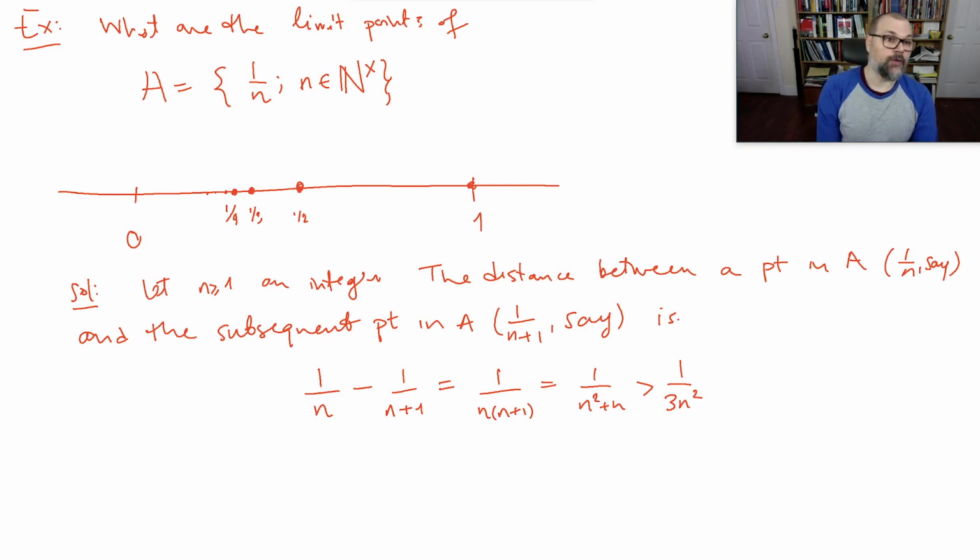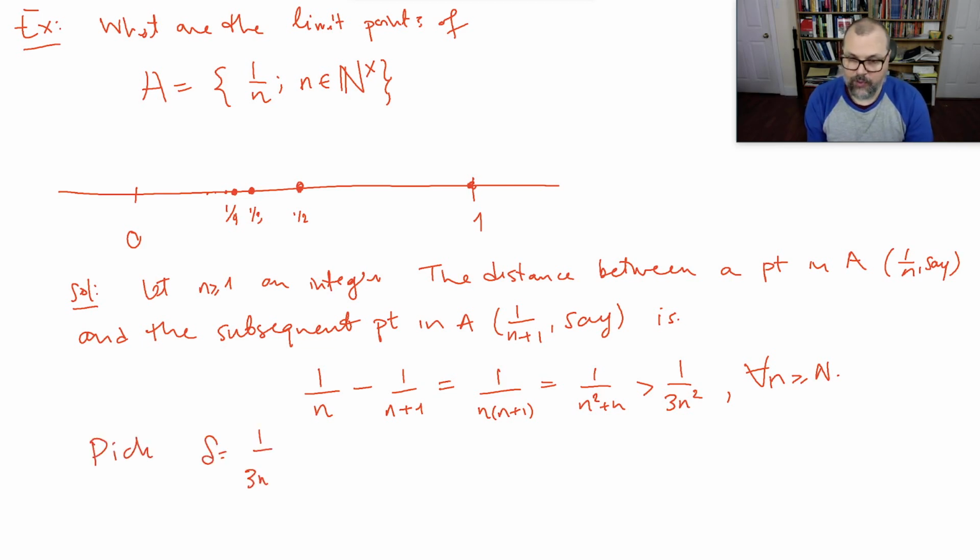This is something you might want to show by induction, say. So now I'm going to pick a delta to be 1 over 3n squared. That is greater than 0. Remember, I've picked a specific n here to be an integer. This relationship holds for every n, but I'm interested in the one where I've picked a specific n.